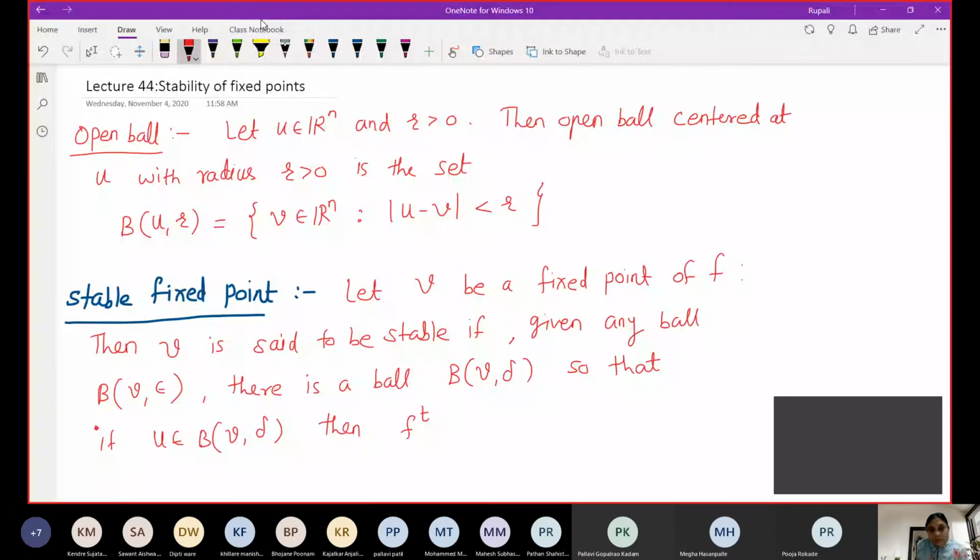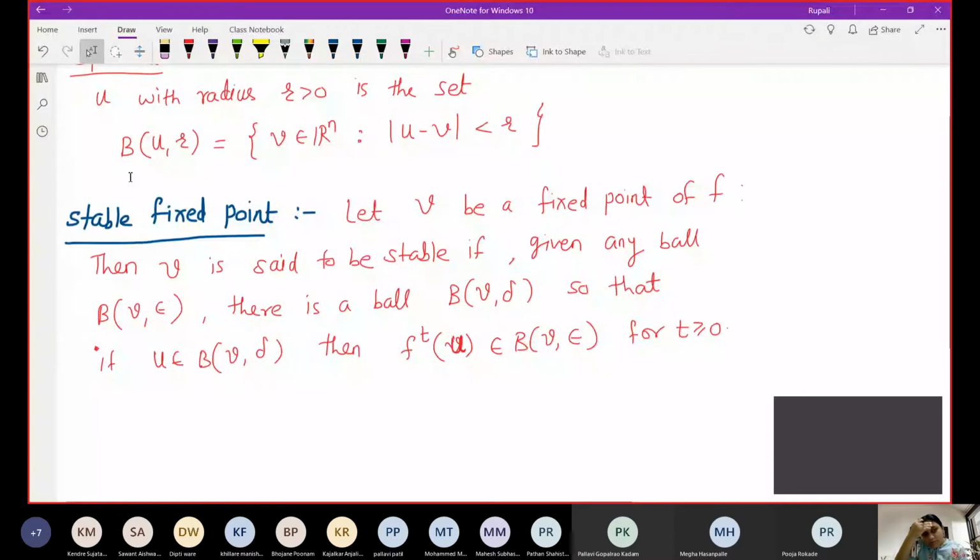So what is this definition? Stable fixed point. First it should be a fixed point, and then that fixed point is said to be stable provided that given any ball with center V and radius epsilon, there exists another ball B(V, delta), so that if U belongs to B(V, delta), then the t-th iteration of f at U also belongs to B(V, epsilon) for all t greater than or equal to 0. Then we say that it is a stable fixed point.